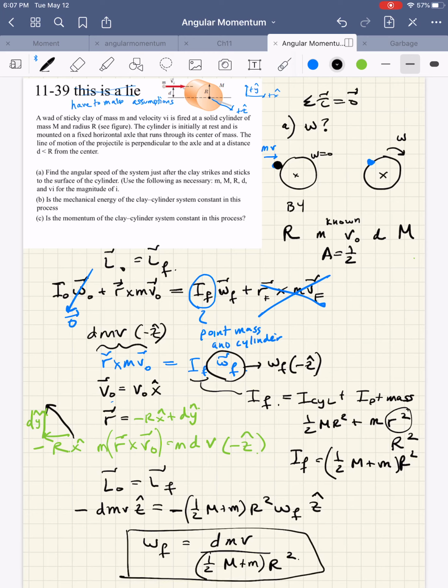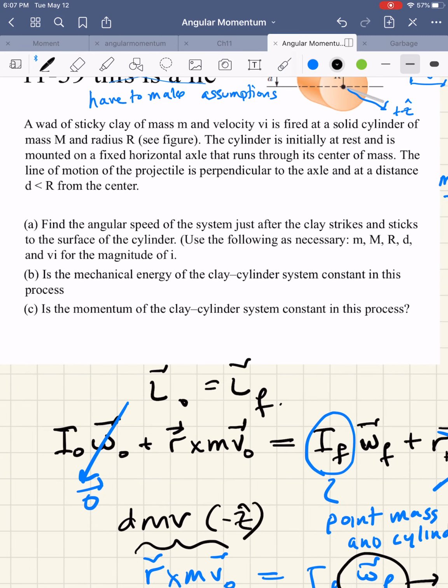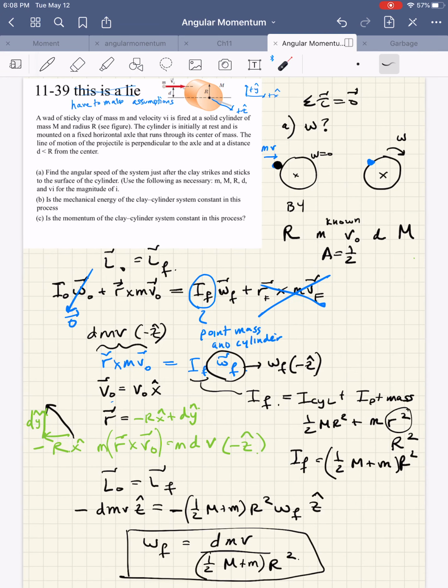And that's the first thing that I'm solving for. The second thing I'm solving for, you can see it says, is the mechanical energy of the clay cylinder system constant in this process? It's asking if energy was conserved. And I'm immediately like, no, this was an inelastic collision. I know it's not conserved, but let's prove it really quickly.